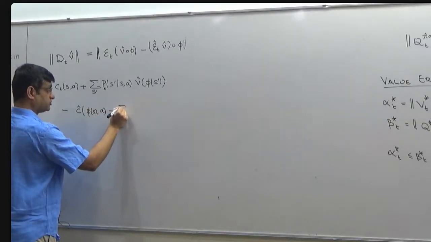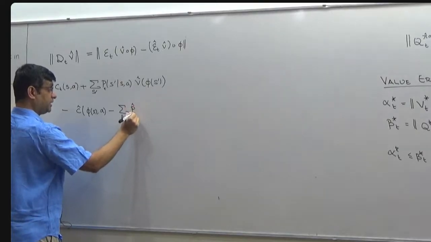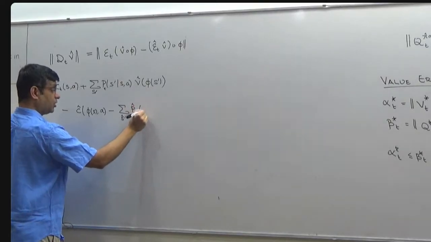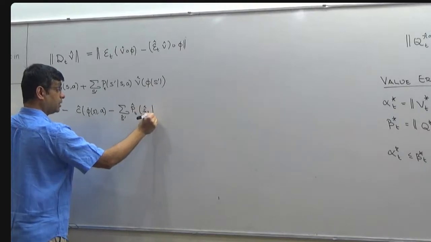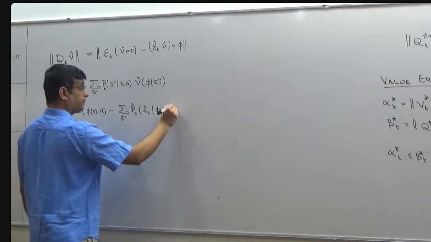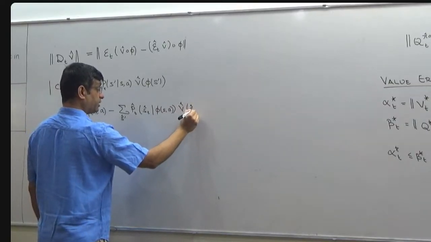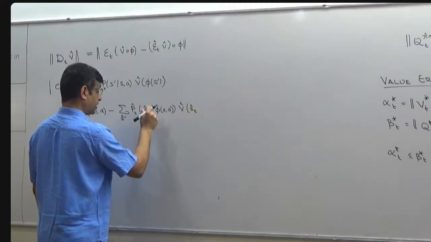minus summation over S hat prime P hat t of S hat prime given phi of S and A hat prime.